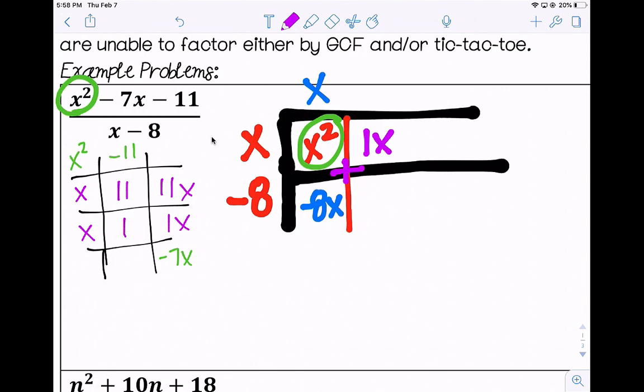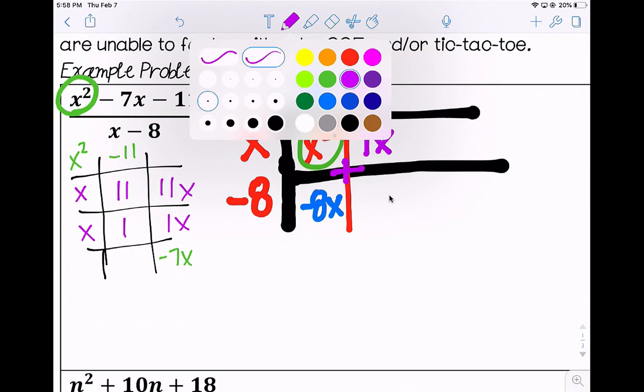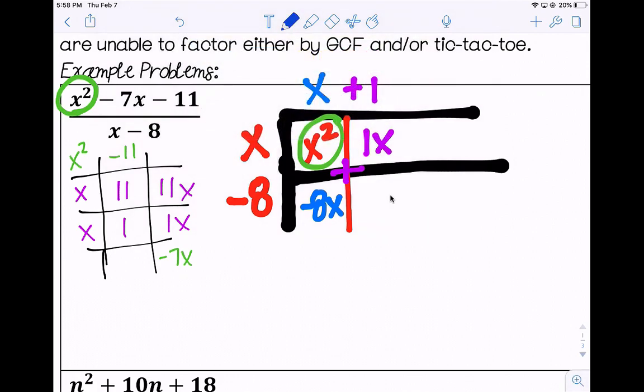Okay, so now I'm looking at this again. Well, x times something will give me 1x. That something would be a positive 1, right? x times 1 would be 1x. Now I take that 1 and multiply it by the negative 8 down here to fill in that box. So 1 times negative 8 is going to be negative 8.